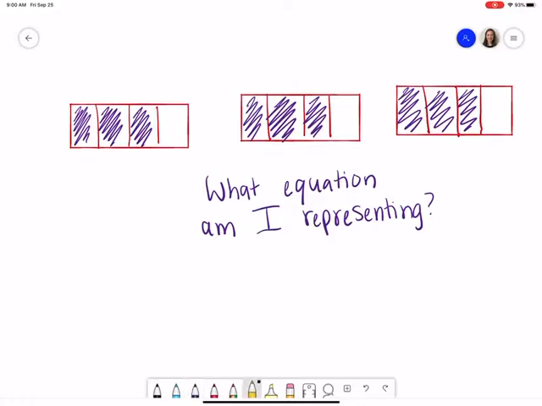Okay, so first of all, what is this fraction? So let's look at this one. What is this fraction? 3/4, right? I have 3 of my 4 boxes colored in. And that is true of all of these. 3/4, 3/4. So I am at 3/4, I've got that. How many groups of 3/4 do I have? I have 1 group, 2 groups, 3 groups. Okay, so I've got 3 groups. So 3/4 times 3.